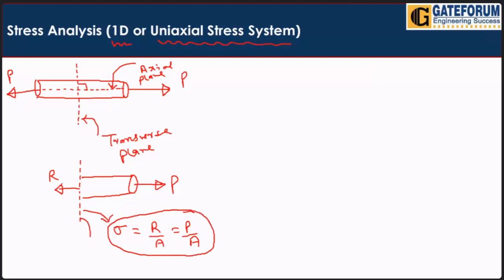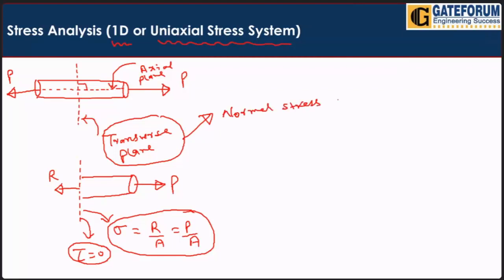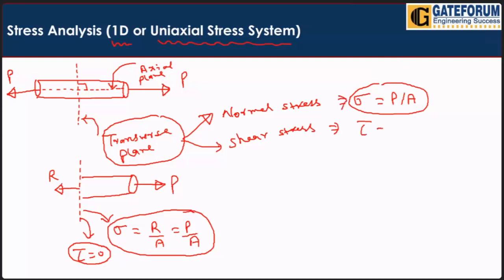But what about shear on this plane? What about shear tau? There will be no shear on this plane. So this transverse plane has only normal stress, sigma, which is equal to P by A. The shear stress tau will be 0, because there is no resisting force parallel to that cross section area.